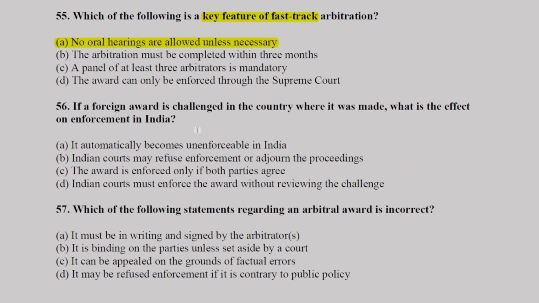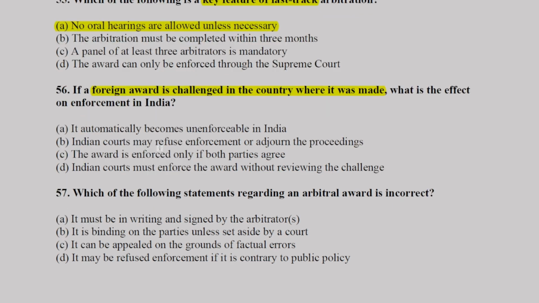If a foreign award is challenged in the country where it was made, what is the effect on enforcement in India? It automatically becomes unenforceable in India. No. Indian courts may refuse enforcement or adjourn the proceedings. Yes. The award is enforced only if both parties agree. No. Indian courts must enforce the award. No. So the answer is B.